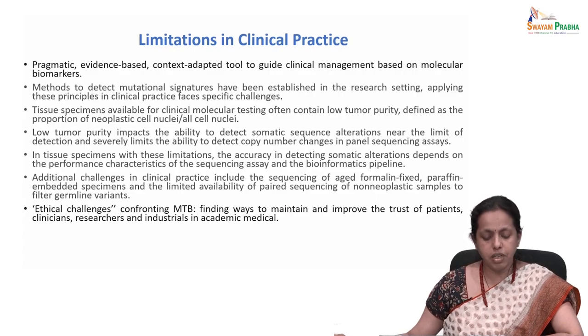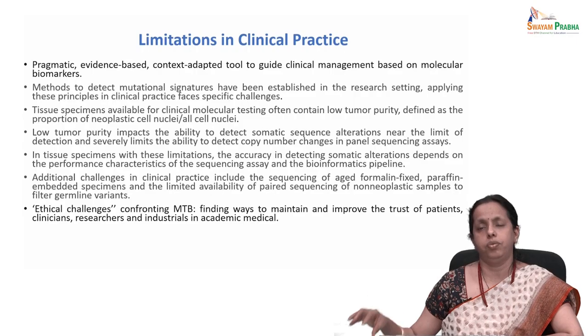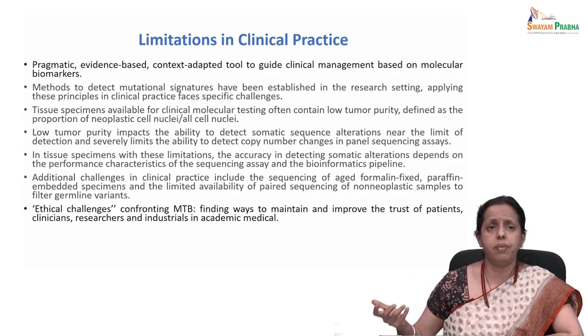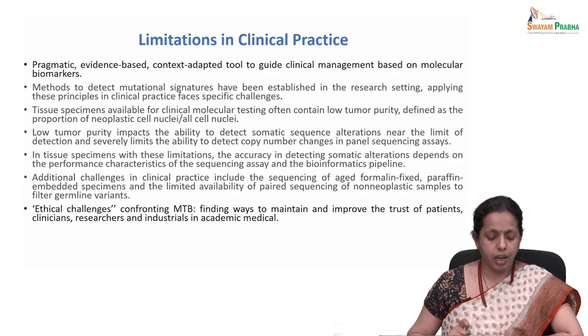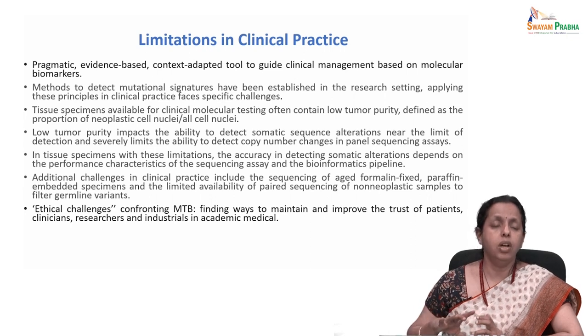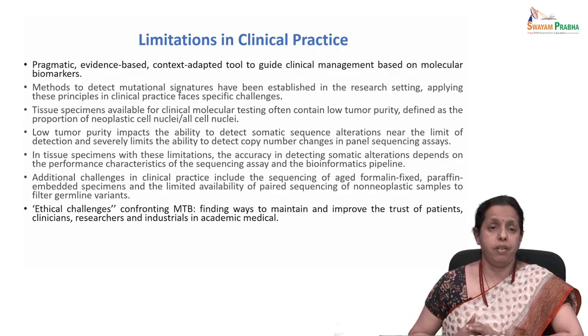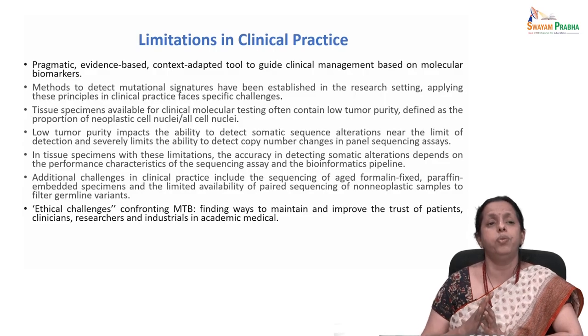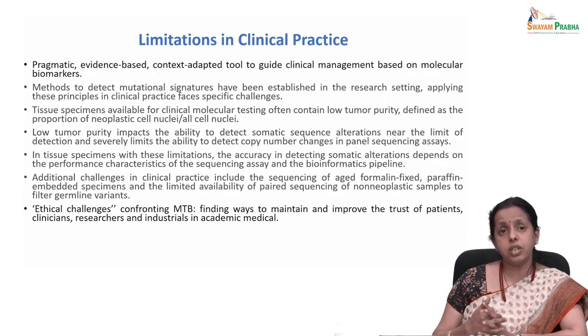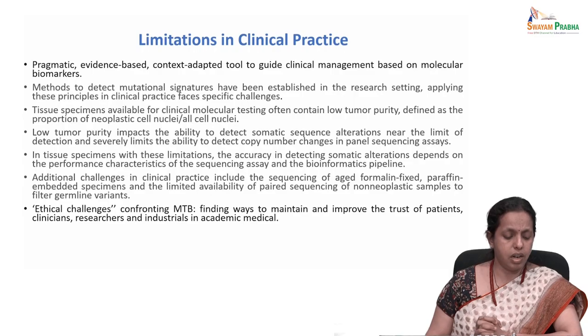And there is the limited availability of paired sequencing of non-neoplastic samples to filter germline variants. This is also pairing of samples. Suppose for a lung, I can't take a bit of tumor from the lung and a normal sample, right? It's a very, very precious organ for the human being. You cannot really have a normal or non-neoplastic sample. That is when we use a database to filter germline variants. But how can it be the same for all individuals? This is an additional, very big challenge in clinical practice.